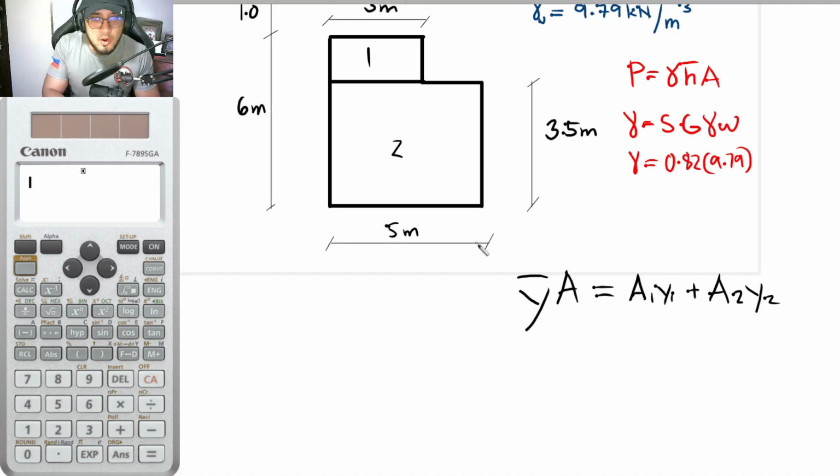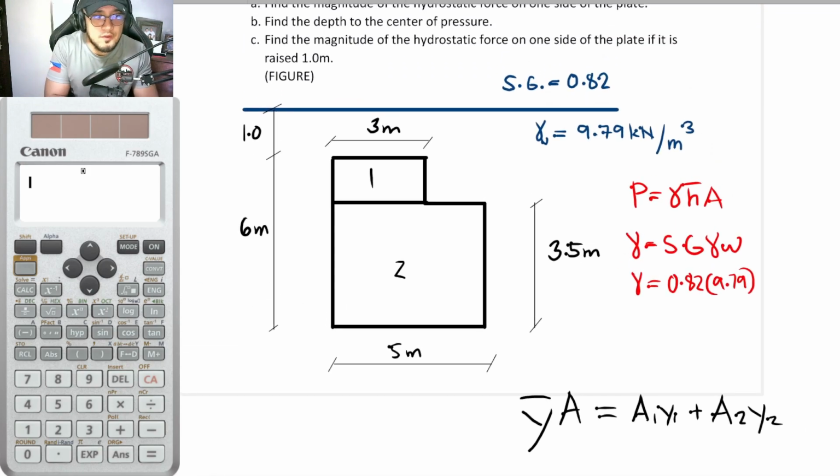Okay, so where is our reference point for y1 and y2? The answer to that depends on you. If you want your reference point to be from the bottom up, that is your choice. But it is more logical if you would be measuring them from, let's say, the fluid itself. So let's say that this is now the fluid. It is better if you would be measuring from this portion up until this, and this portion up until, of course, the centroid.